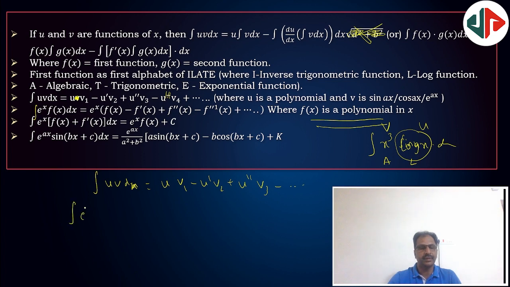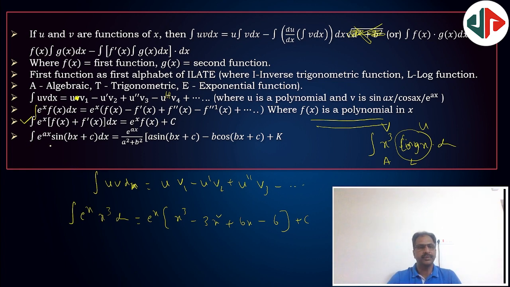For example, let us say you have e power x into x cube. This is e power x into a polynomial. This can be easily written like this: e power x into the polynomial f of x, minus the derivative of x cube, 3x square, plus the derivative of 3x square, 6x, minus the derivative of 6x, 6, plus the derivative of 6, which will be 0. So alternately, I write the derivative and change the sign. This is very important. Integral e power x into f of x plus f dash x is e power x f of x.